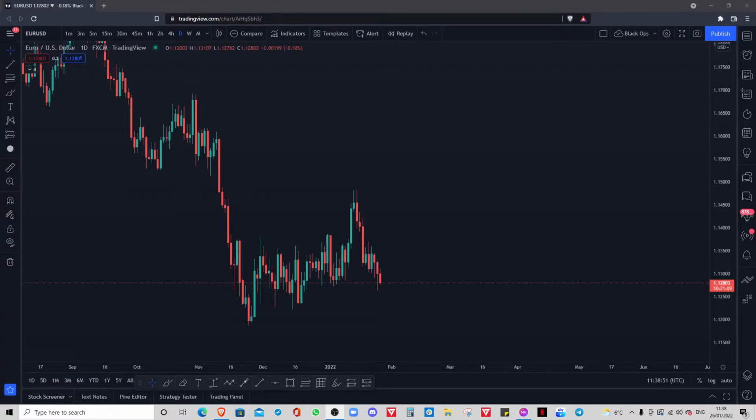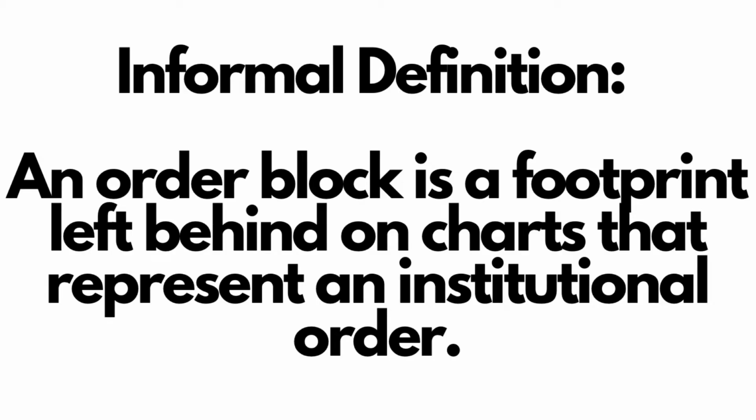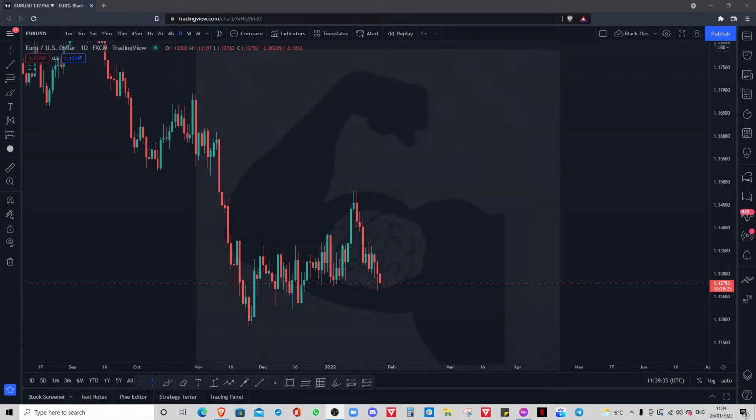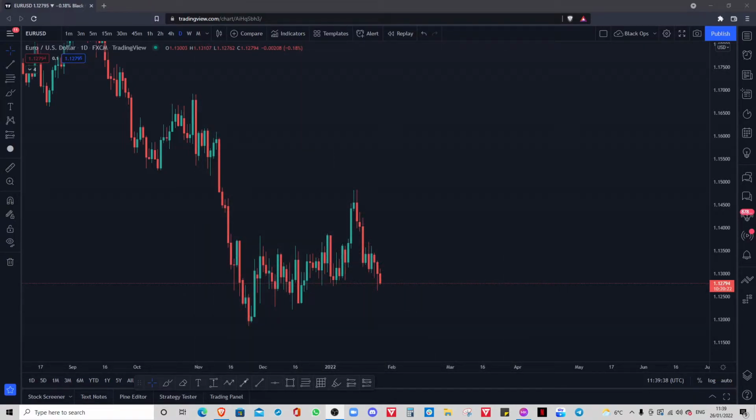So what are order blocks? A simple way of putting it is an order block is a footprint left behind on charts that represents an institutional order, hence order block. These order blocks are found near enough everywhere on the chart, and what we're going to be doing today, in this short video, is to break down what is a valid order block and what is not a valid order block, and how to spot these very easily. Once you learn how to spot these, it will be almost muscle memory for your eyes, and you'll be able to spot them very quickly, which is what I'd like you to be able to do going forward with this style of trading.